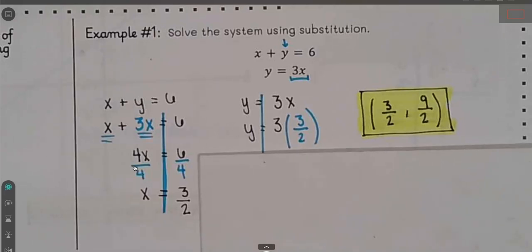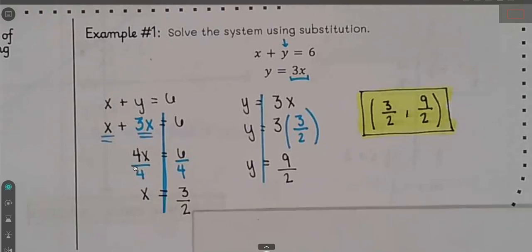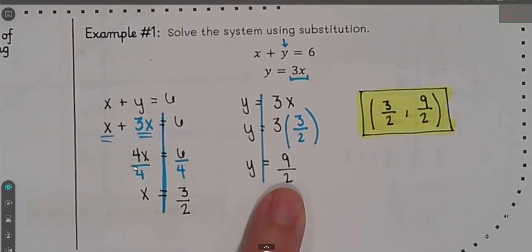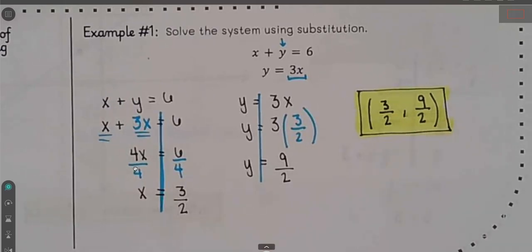And then I'm going to pull out my calculator, or I'm going to remember that 3 times 3 is 9. Hopefully you guys all remember that. So now I have that x is 3 over 2, y is 9 over 2. So my answer is 3 over 2, comma 9 over 2.